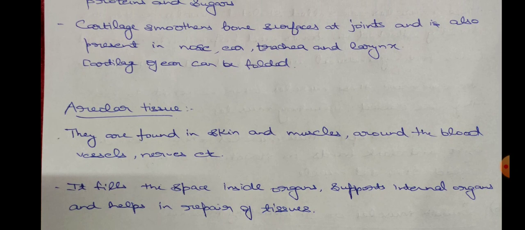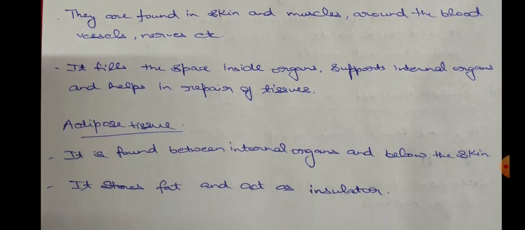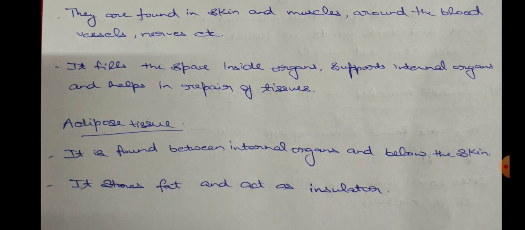Then the next is the adipose tissue. It is found between internal organs and below the skin. The adipose tissue is found between internal organs and below the skin. The main function is it stores fat and acts as an insulator.